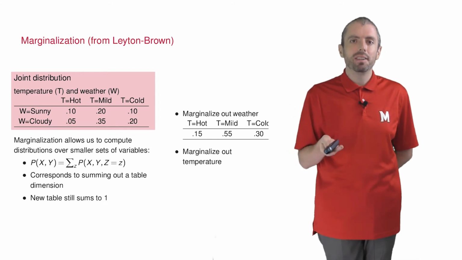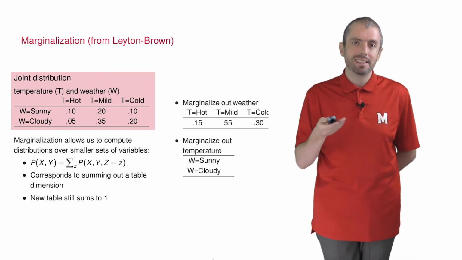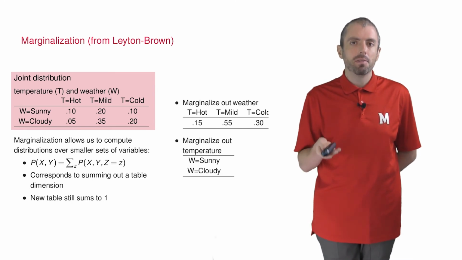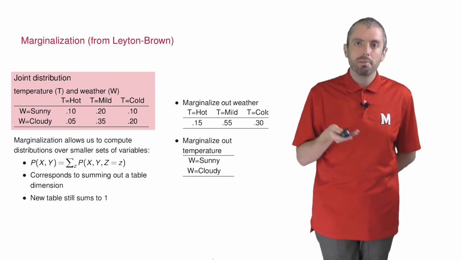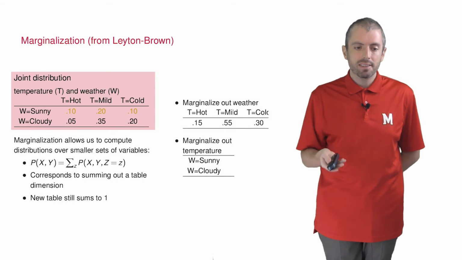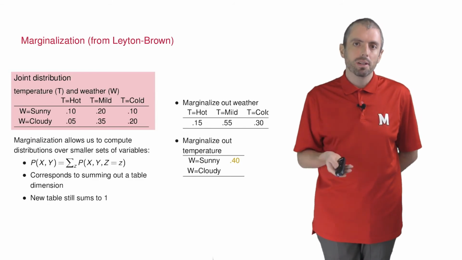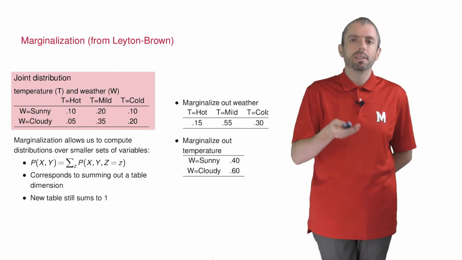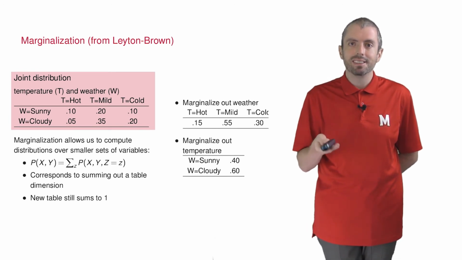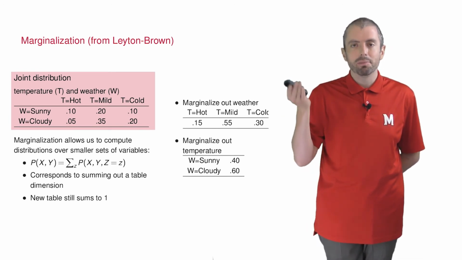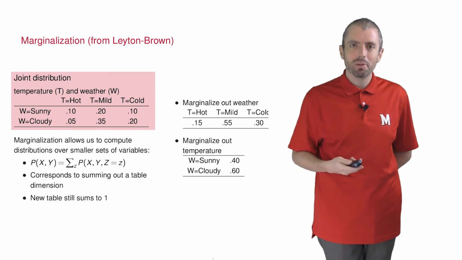If we now want the marginal probability that the weather will be sunny, you first need to sum over the first row of all the possible temperatures. In this case, we get 0.4. Of course, the rules of probability still apply. Everything still needs to sum to 1, and you'll notice 0.4 plus 0.6 gives you 1.